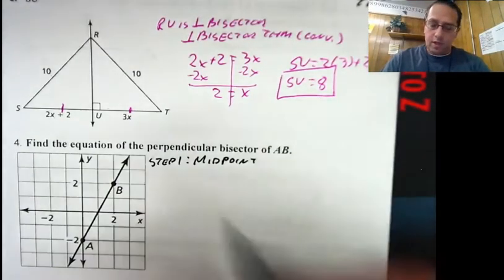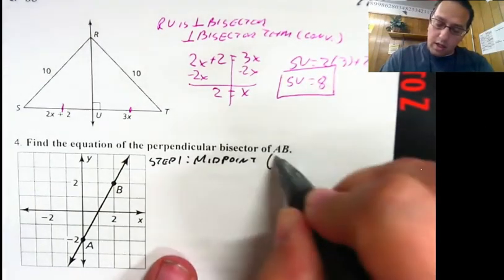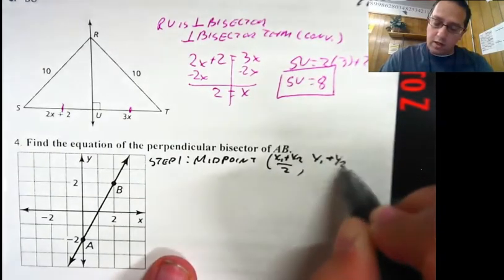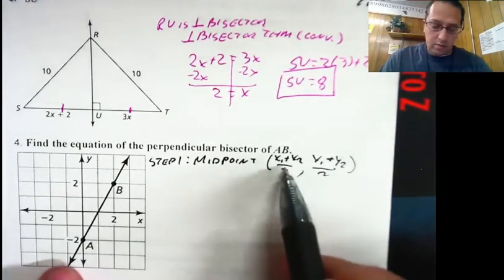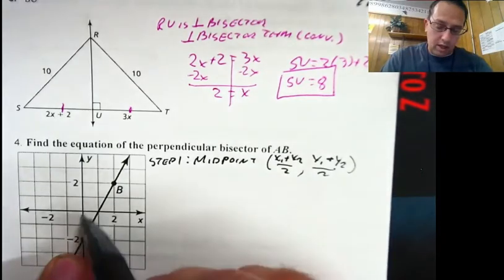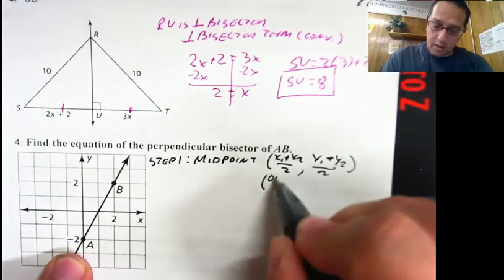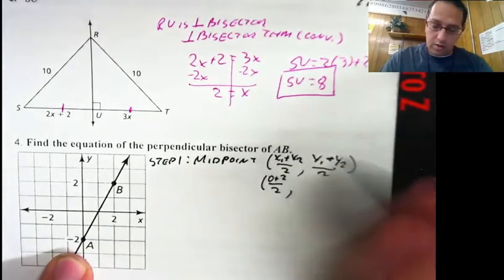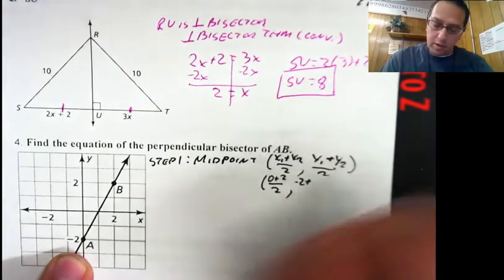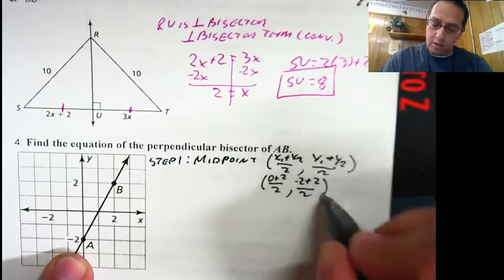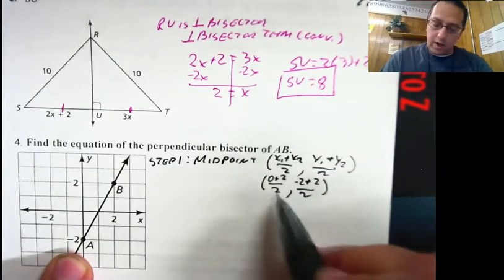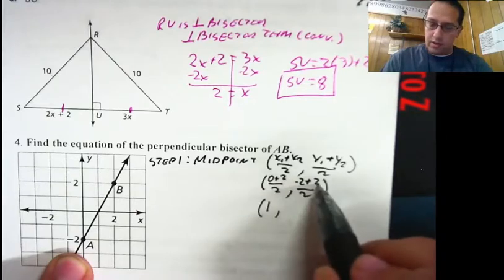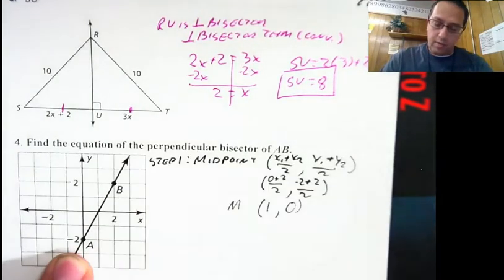You use the midpoint formula. And we remember that. That is x1 plus x2 divided by 2, and then y1 plus y2 divided by 2. So let's see here. From this one, we have A and B. So x1 is the x value here, so that's 0, plus x2, which for B would be 2, divided by 2. And then y1 is negative 2 plus y2, which is 2, divided by 2. So 0 plus 2 divided by 2 is 1. And then negative 2 plus 2 is 0, divided by 2 is 0. So that is my midpoint.